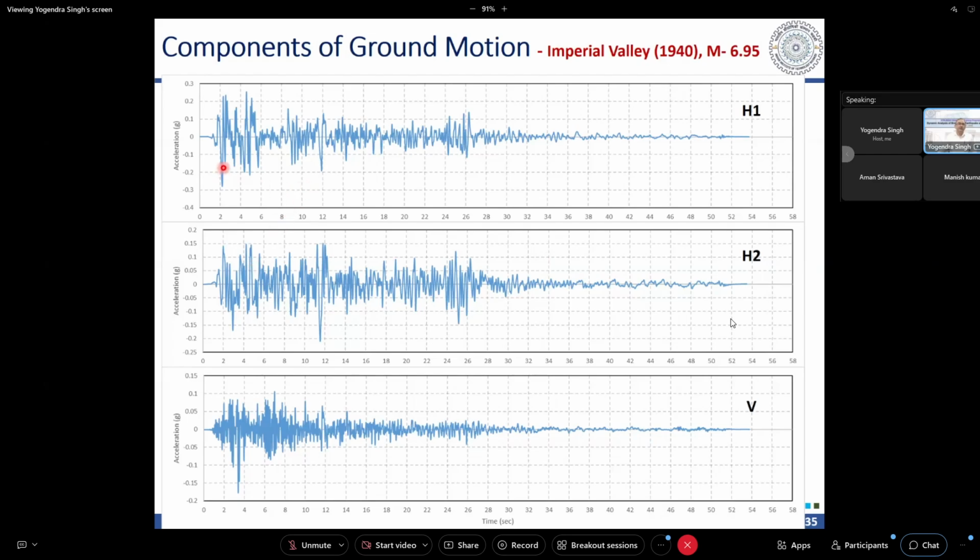What I want you to emphasize is to please have a look at the peaks. You can see that these motions do not have peaks at the same time. So both these motions are what we call uncorrelated. If these motions were correlated, the peak of H1 and H2 would have occurred simultaneously. But we can see that these are not occurring simultaneously, and this is a good relief to us. And the same is true with vertical. The peak of vertical is also not occurring at the same time as the peak of either horizontal component. So these are uncorrelated motions.